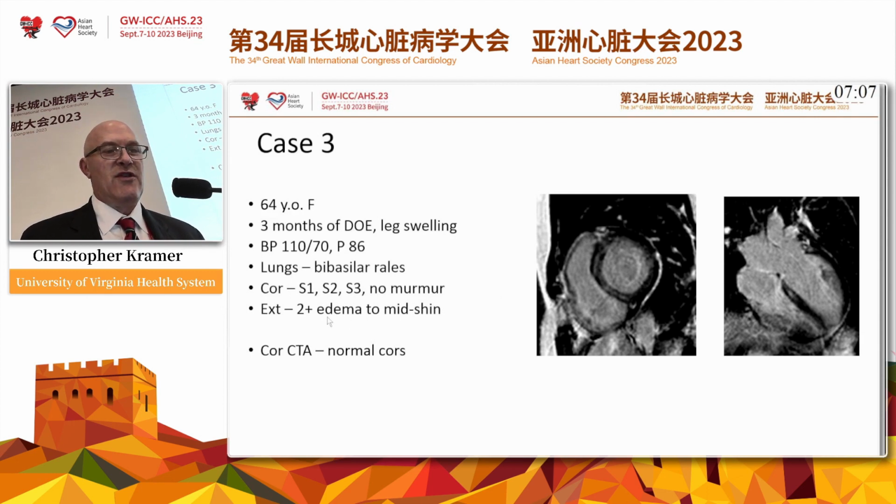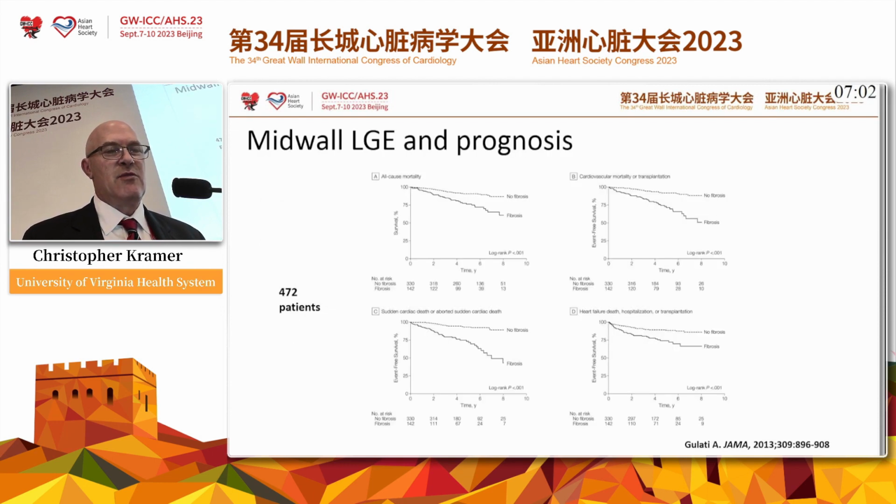It turns out scar in the heart in all causes of cardiomyopathy is a negative prognostic marker, and that's true in dilated cardiomyopathy, as shown by this study from the Royal Brompton group published in JAMA a decade ago for almost 500 patients. The presence of scar was an adverse prognostic marker no matter how you measured outcome: all-cause mortality, CV mortality or transplantation, sudden cardiac death or aborted sudden cardiac death, heart failure death, hospitalization, or transplantation. Scar in the heart is a negative adverse marker.